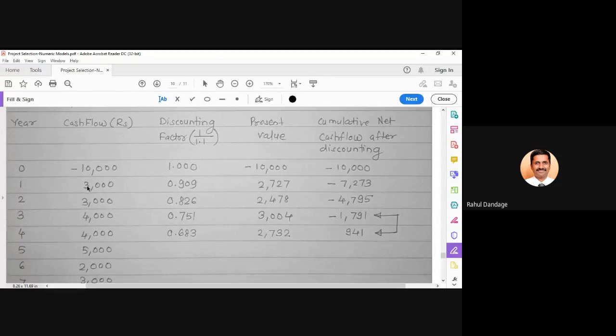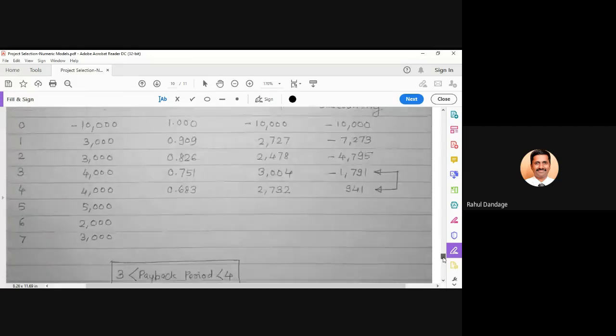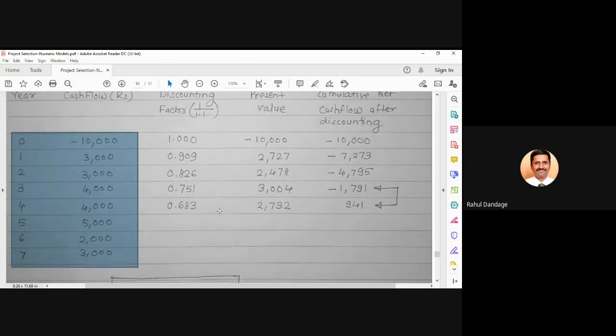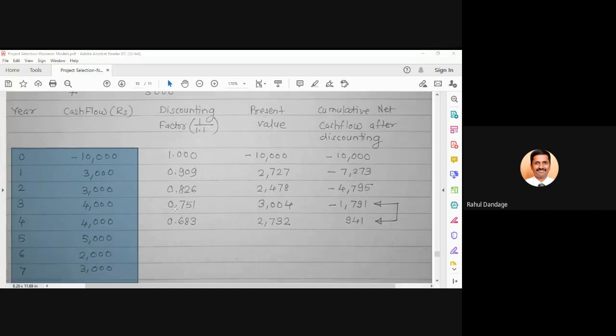So once you have completed the headings of the columns, just mention all the years and their respective cash flows. So 0, 1, 2, 3, 4, 5, 6, 7 as given in the problem. So the first two columns will be as it is, as given in the problem. So simply mention the first two columns as it is, the year and corresponding cash flow.